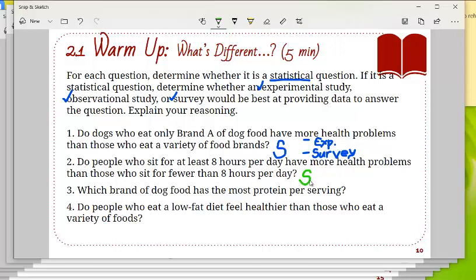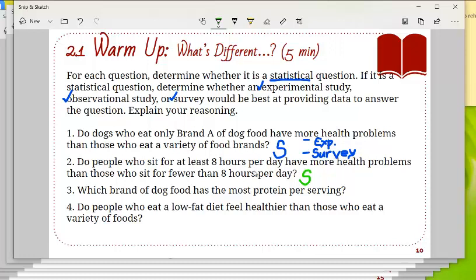So, this is a statistical question. I'm going to put an S there to mark that. And if I wanted to answer this, I probably would not want to do an experiment with this. I don't want to have an experiment where I'm forcing people to sit for 8 hours a day because I might cause them some health problems. And the first idea of doing an experiment is not to cause problems and make it worse for people, right?